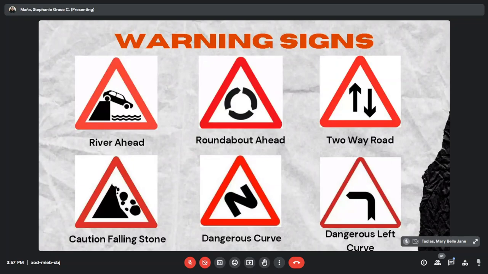Then river ahead, nag-warn sa driver na yung road ahead is near a river. Then roundabout ahead indicates that the driver is approaching an intersection which is a roundabout. Then two-way road, nag-warn sa driver na they are already leaving a one-way road and now entering a two-way road. Then caution, falling stone, warns the drivers that there might be falling or fallen rocks from the side of the road. Then dangerous curve, dangerous left curve, next.